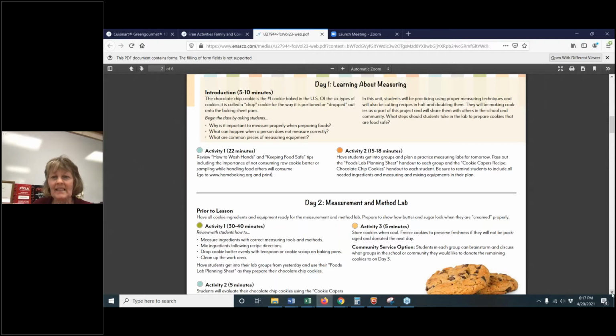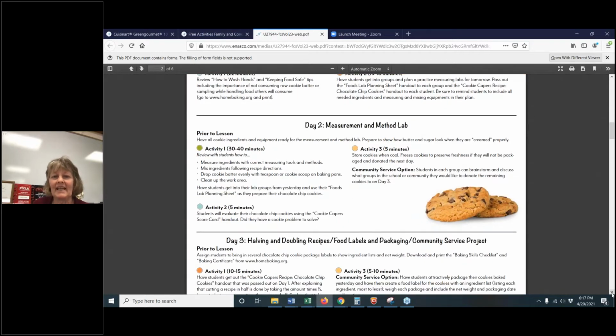And then we talk about storing the cookies when they're cool and how we would package them for freezing or for donating.